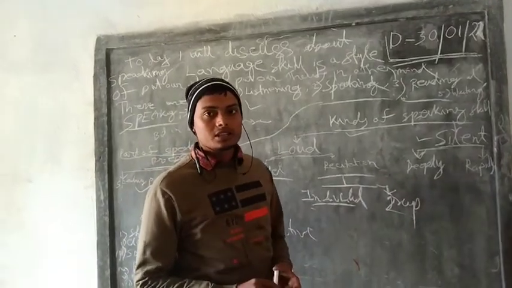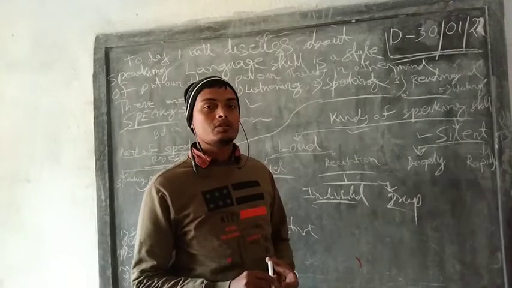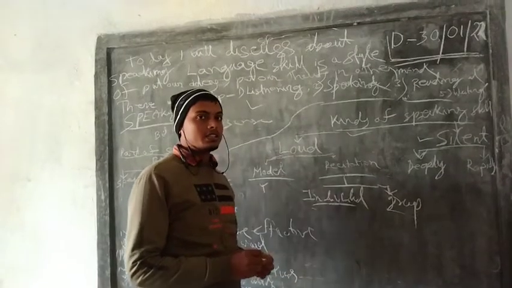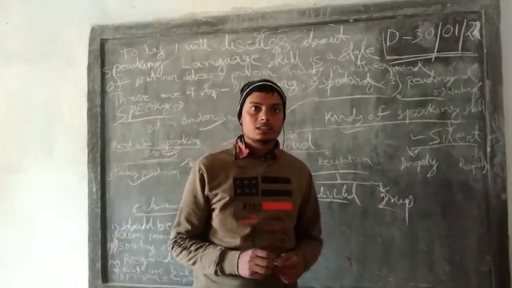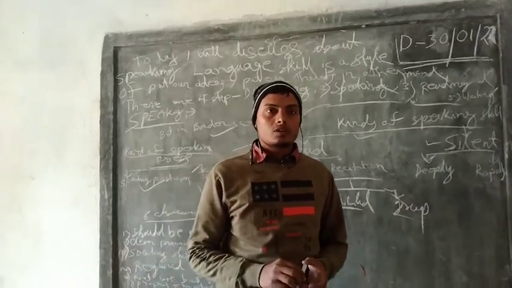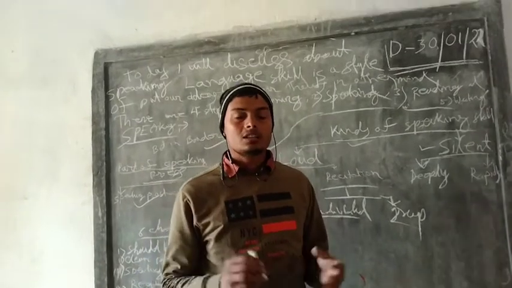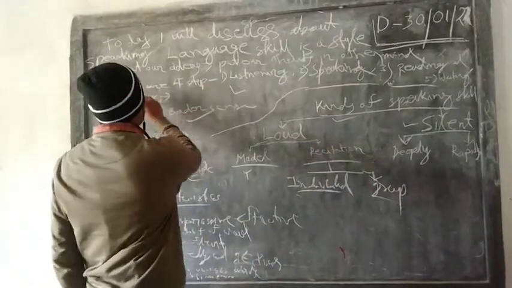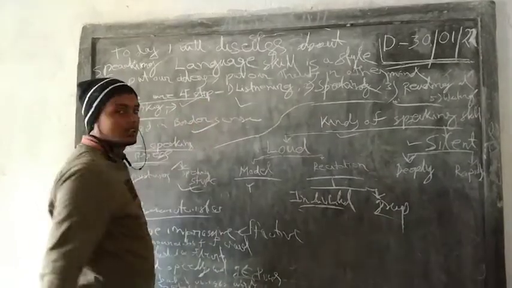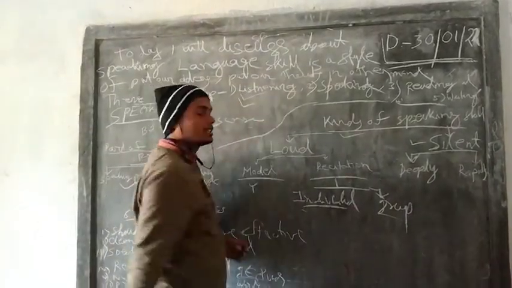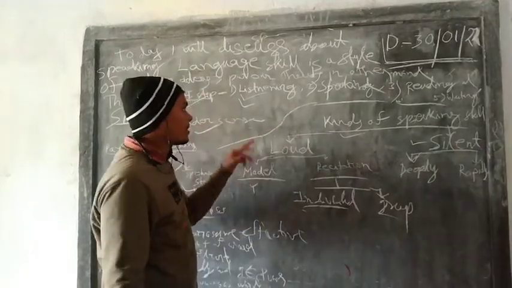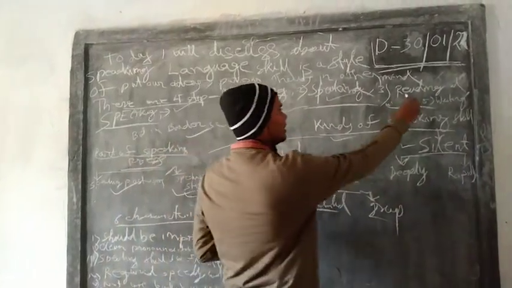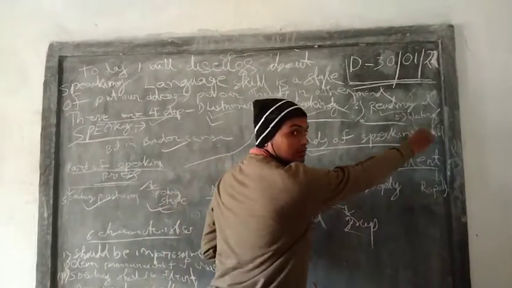Before we go to speaking English, first we learn about language skill. What is language skill? Language skill is how we put our thoughts and ideas into others' minds. There are four steps of language skill. First one is listening. Listening is the first step of language skill. Second is speaking. Third is reading, and fourth is writing.